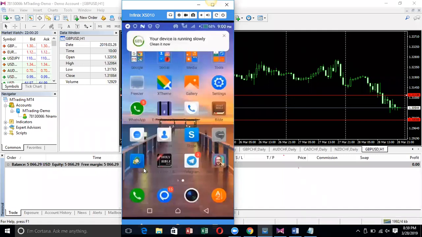So this is my MT4 platform. I'll just open it. Are we following? So I'll just open it.